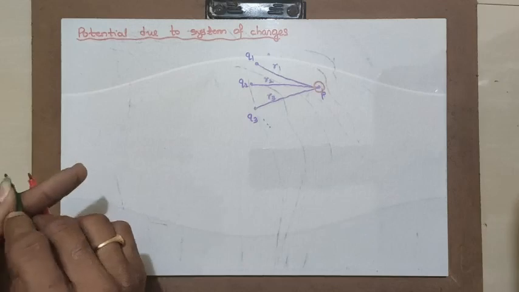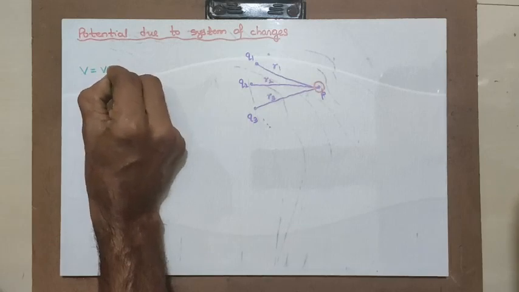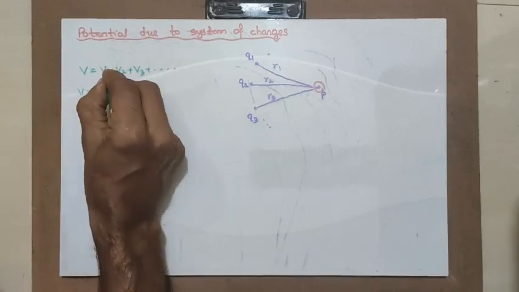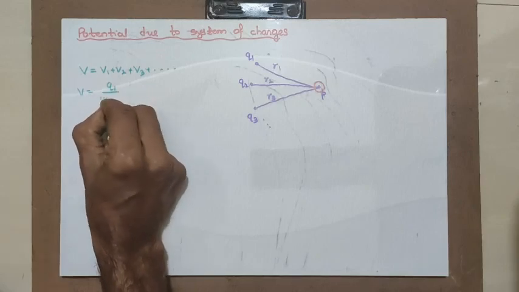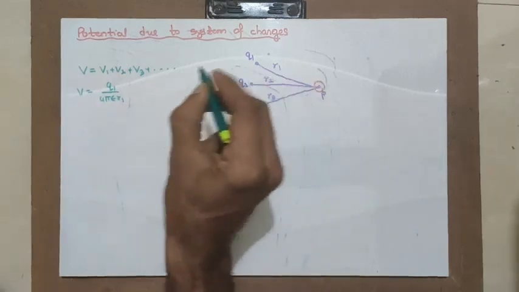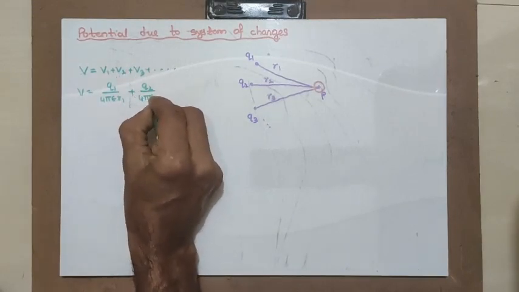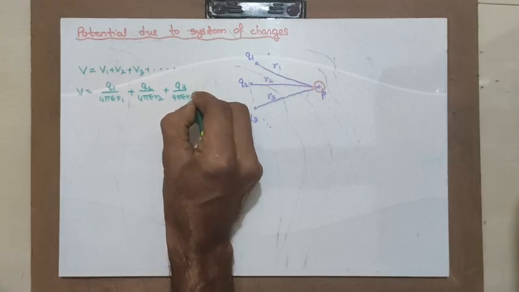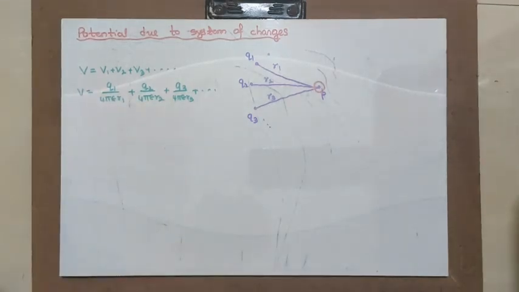Here, see what is the potential due to Q1. Total potential V is because of first charge, because of second charge, because of third charge, like that it goes on. What is the potential due to first charge? Already we have come that it is Q1 upon 4 pi epsilon R1, R1 is the distance. Plus what is because of Q2? Q2 divided by 4 pi epsilon R2 plus Q3 divided by 4 pi epsilon R3 plus so on. Like this, the total potential is there. This is how you can apply the concept of potential due to system of charges.